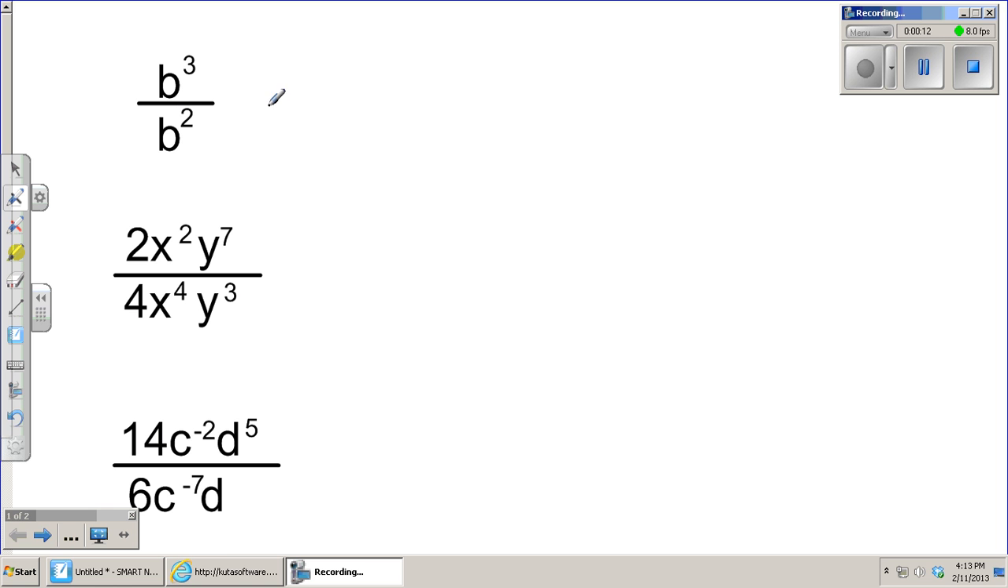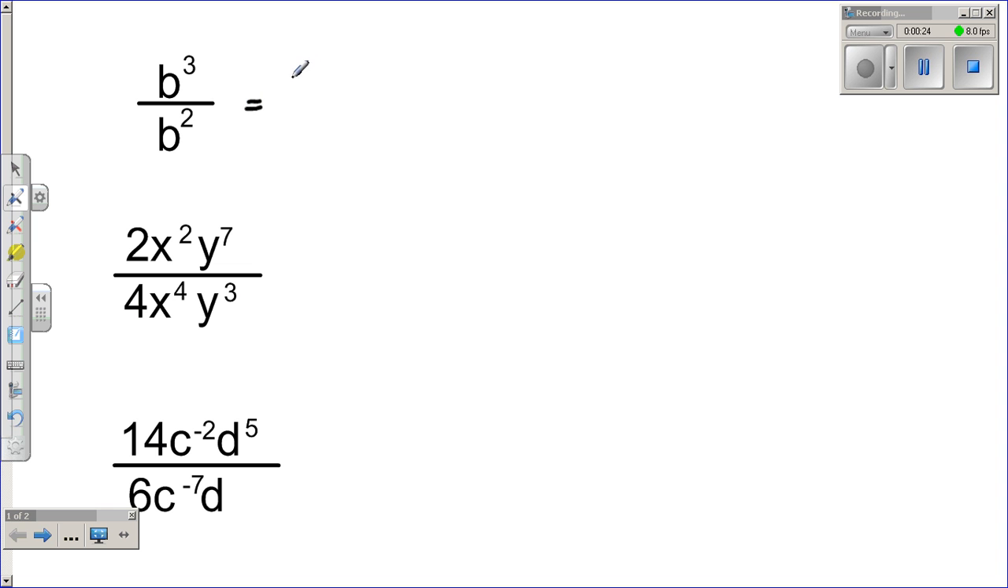Here we have b's, right? We have 3 up here and 2 down here. You can do this one of two ways. One, you can take the larger of the two exponents and subtract the other one. In other words, this would be the same as saying b to the third minus b to the second. You'd leave a 1 on the bottom. Notice the 3 is larger, so you would subtract. You would end up with b over 1 or b.